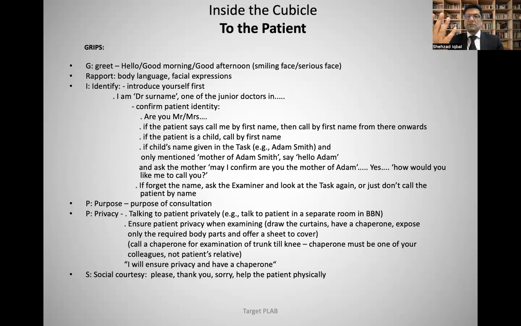Greetings. Hello. It's a neutral word. You could say it in the morning, you could say it in the afternoon, in the evening. Hello. Hello, Mr. Smith. Or if you want to use good morning, good afternoon, you can do that. But then try to remember which time is your session. Which time is your exam? Is it in the morning session or in the afternoon session?